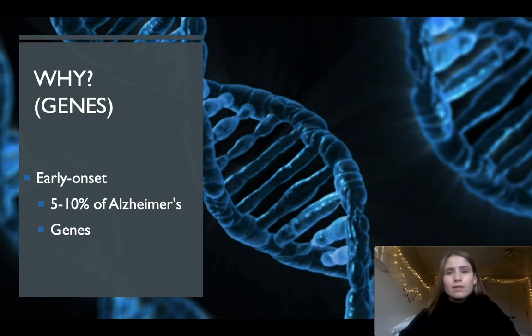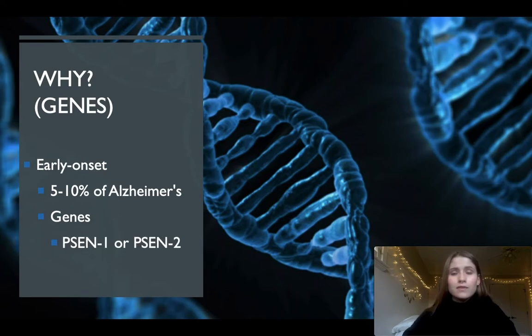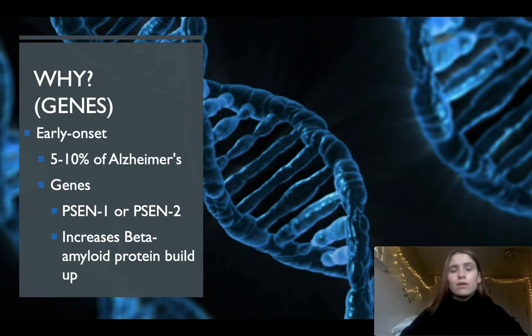Now, this is definitely more focused on genes than the last one. Genes are a huge factor in this. These are the genes that people test for when they have Alzheimer's. Now it's the PSEN1 and PSEN2 genes that they'd be looking for that affect early onset.